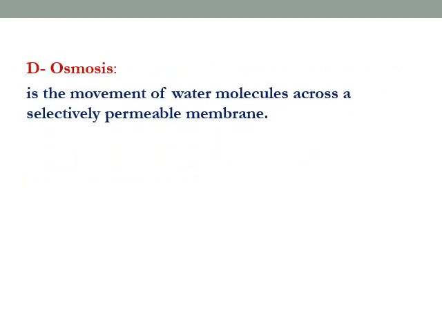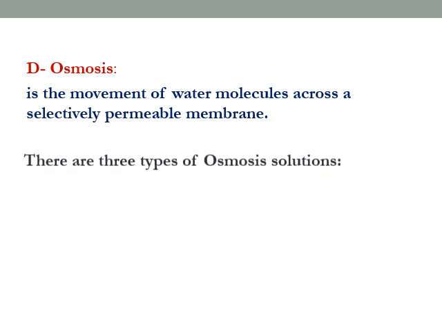The other type of passive transport is osmosis. Osmosis is the movement of water molecules across a selectively permeable membrane. There are three types of osmosis solutions: isotonic solution, hypotonic solution, and hypertonic solution.